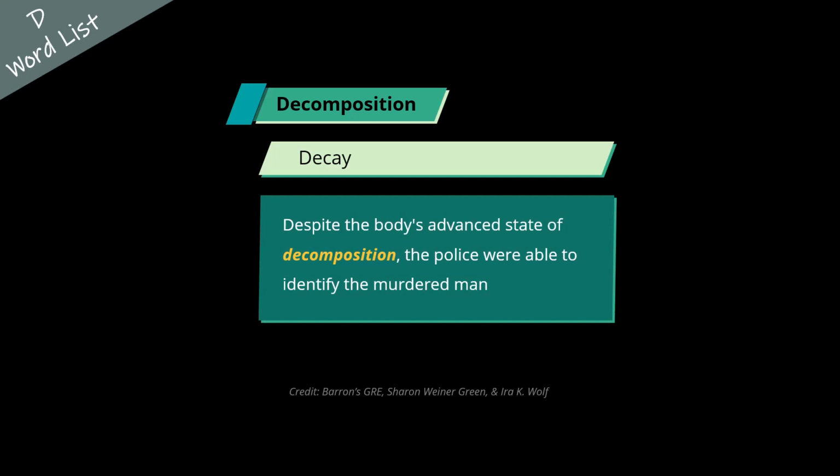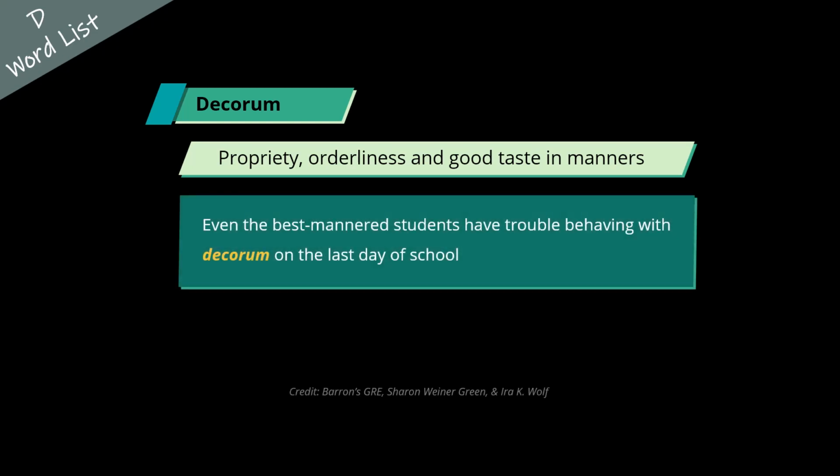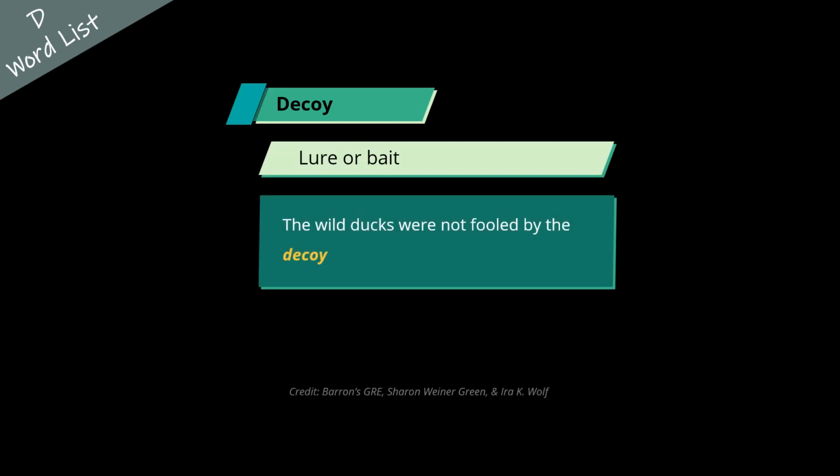Decomposition means decay. For example, despite the body's advanced state of decomposition, the police were able to identify the murdered man. Decorum means propriety, orderliness and good taste in manners. For example, even the best-mannered students have trouble behaving with decorum on the last day of school. Decoy means lure or bait. For example, the wild ducks were not fooled by the decoy.